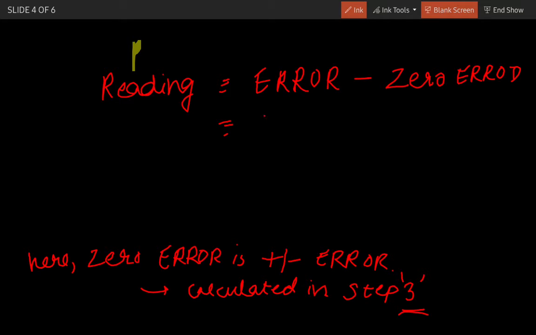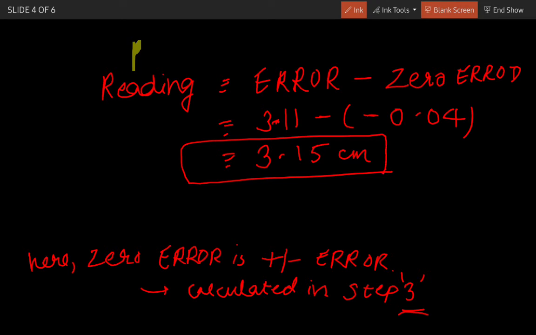So the final reading will become 3.11 minus of 0.04, which comes out to be 3.15 centimeters, and this is the final answer of the question. So it was a pretty easy question, although many students got it wrong in this last step. So you must have tried, and if you did not get the right answer, do see this video again.